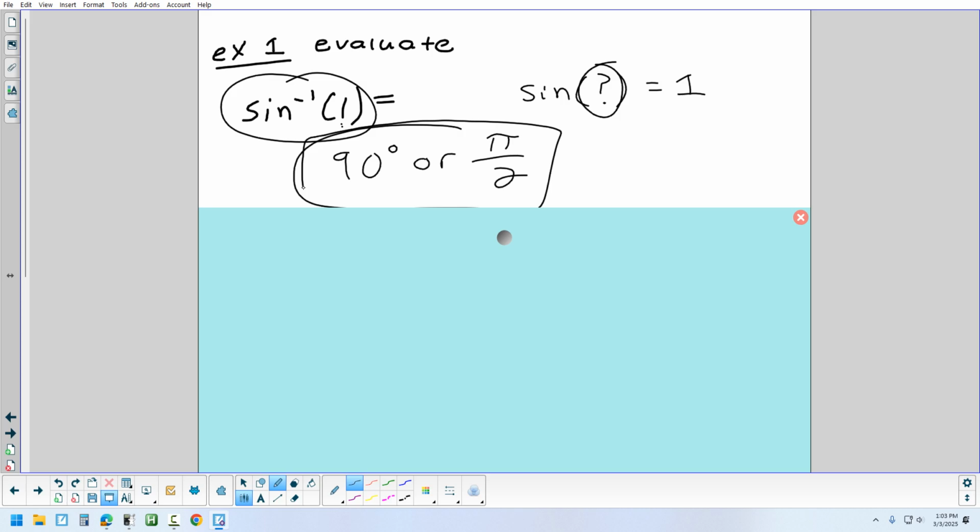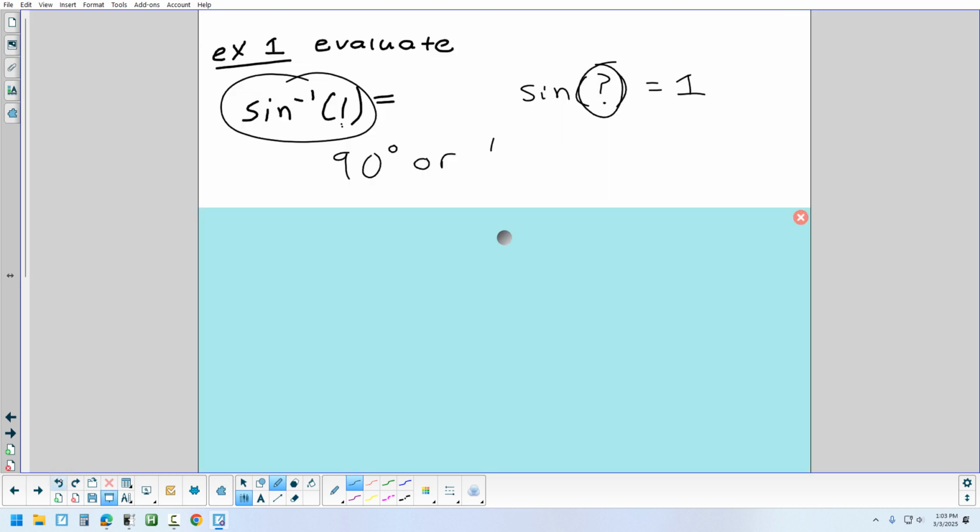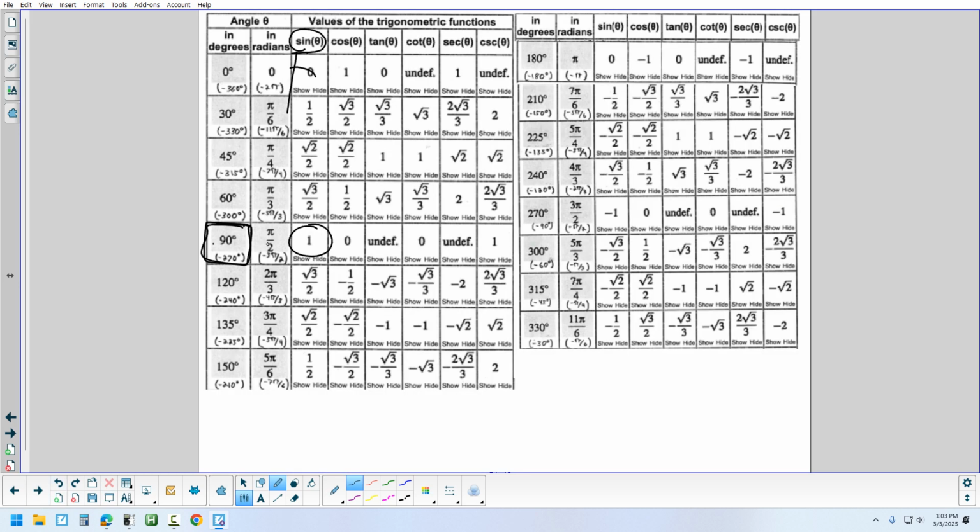Where'd you get pi over 2? Pi over 2. Okay, in radians. I get it. Yep. So you got each answer as a positive and a negative, and as a radian and as a degree. You got all the different combinations you would need. Okay. Any question on that one?